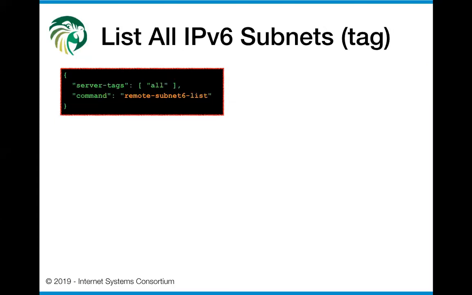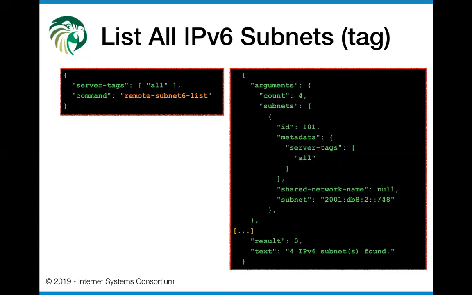You can do the same thing with a given server tag. So we want to see a list of all of the subnet6s that are associated with the server tag of all. And this way, we're able to see that there are 4 IPv6 subnets, and then it's going to list them for us: the subnets 101, 102, 103, whatever they are, and then all of the metadata associated with each of those subnets. So if you want to see the configuration for the server remote, you could very easily go in and do a server tag all, then a server tag remote. You then have all of the subnet6s that are associated with the remote server.